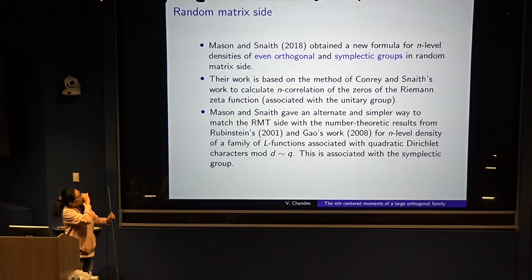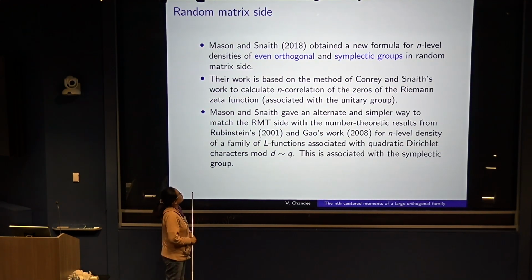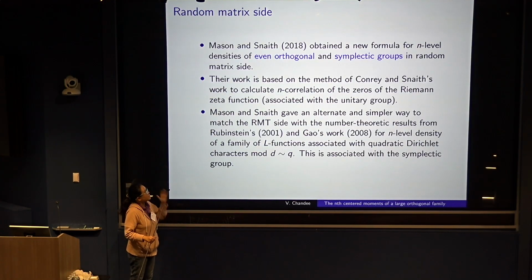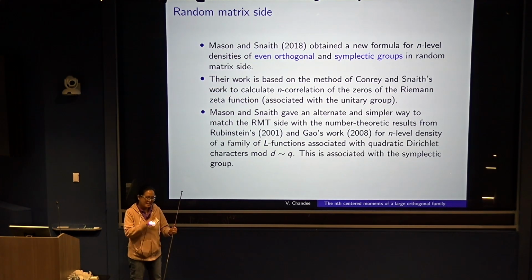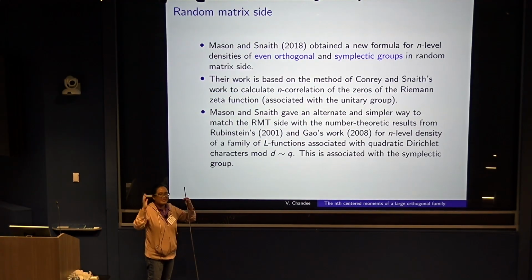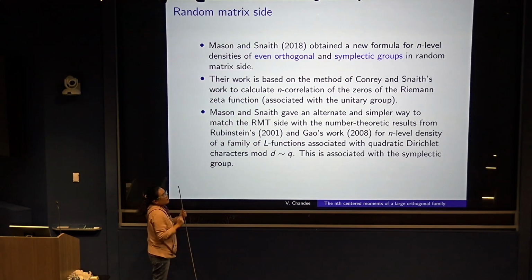All right. So let's look at the random matrix side first. Mason and Snaith obtained a new formula for the n-level density for even orthogonal and symplectic groups on the random matrix side. Previously, this n-level density and correlation from random matrix theory were stated in a nice form as the determinant of a certain matrix. It looks nice, but it's not easy to match with number theory results, because number theoretic results don't look like the determinant of a matrix. But they present a new formula. You're going to see the new formula in the next couple of slides.